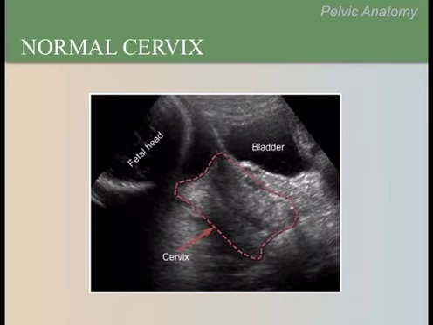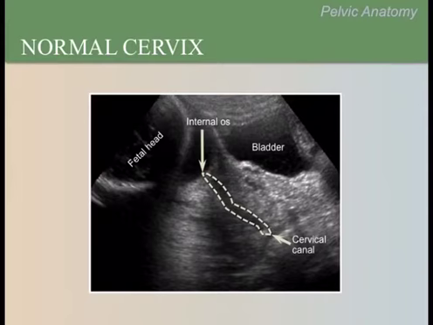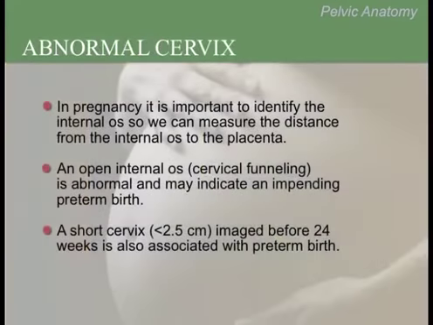Here we have outlined the cervix to make it more obvious. We have also labeled the bladder and fetal head. Now we will remove this outline of the cervix so that we can show the cervical canal and the internal os. You should attempt to image the cervix in every scan until late in pregnancy, because an abnormal cervix can be a warning sign of problems during delivery.